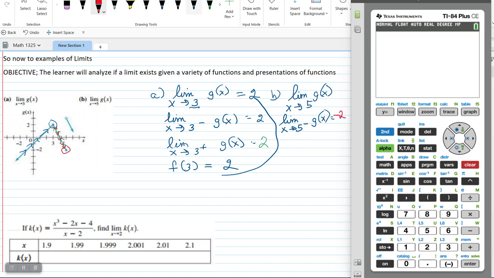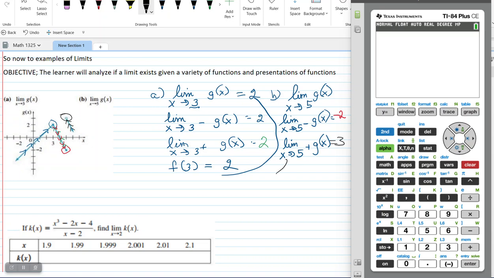Now we're going to do the limit as x approaches 5 from the right for g of x. And we're going to use a different color. Let's go ahead and do the black. And what happens here, from the right, it approaches an open hole, and it is a 3.